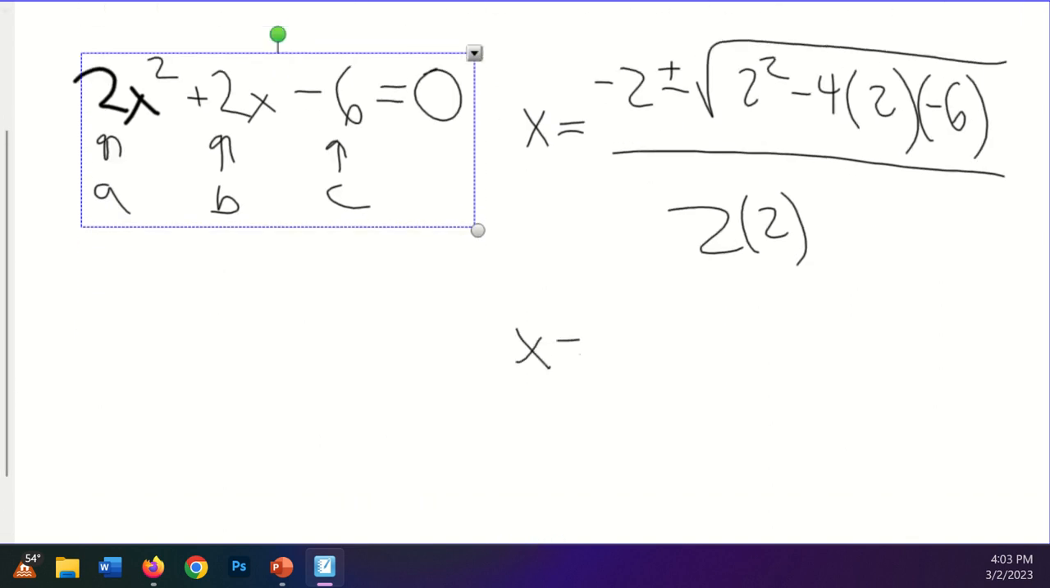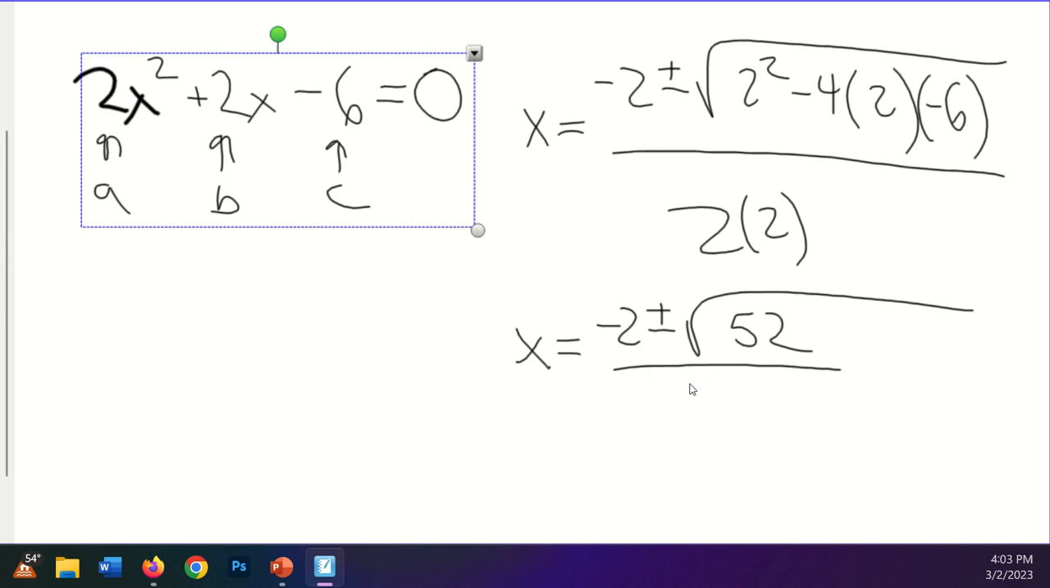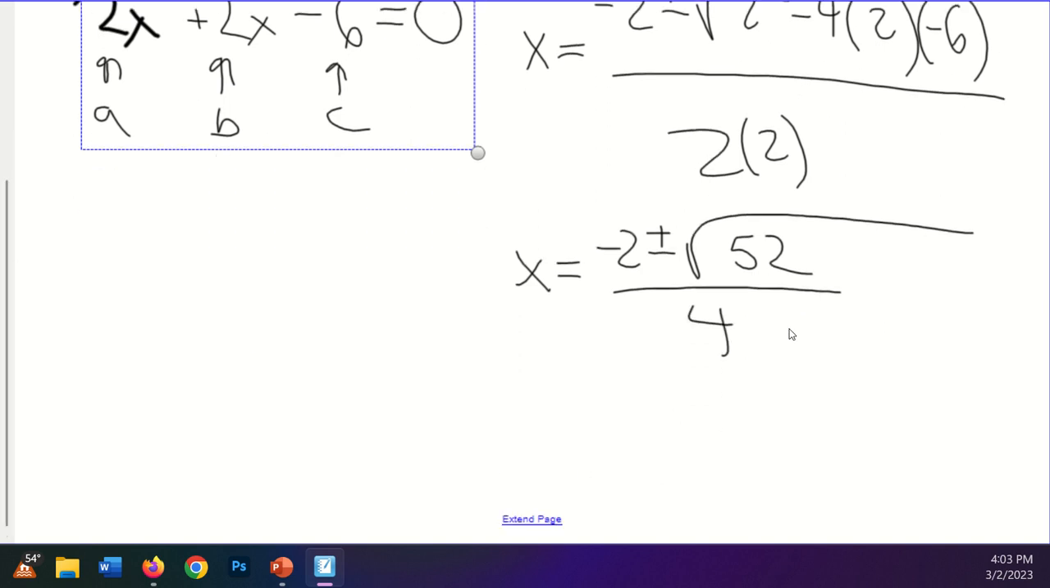I have my x, I have my negative 2, I have plus or minus, and 2 squared is 4. Negative 4 times 2 is negative 8. Negative 8 times -6 is 48, plus that first 4 will be 52, and that will be all over 4. And now I need to check to see, can I simplify this 52?